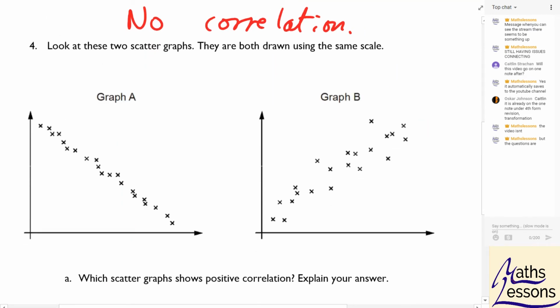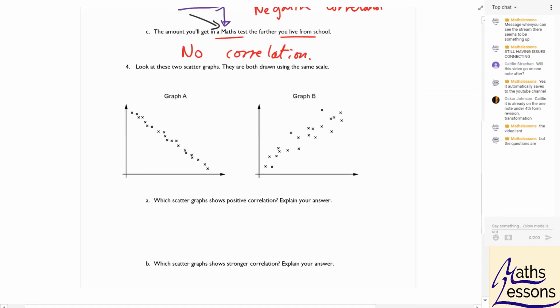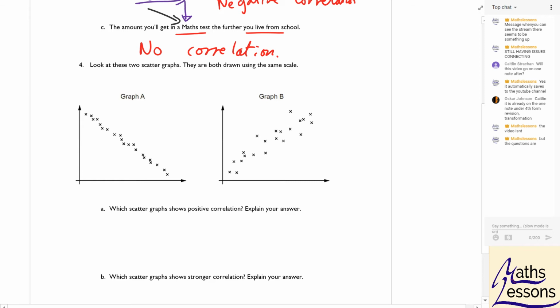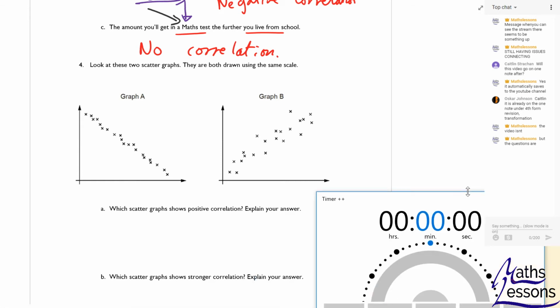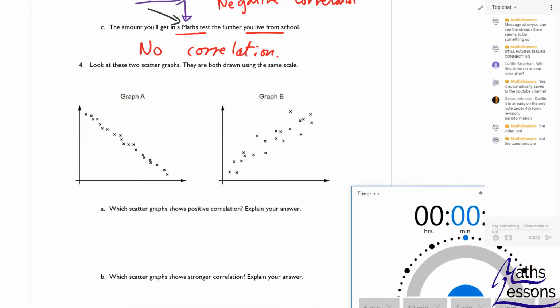Now, okay, you've got two things to look at here. Let's just give you a minute to just think about this question here and get your answers thought out for this one.